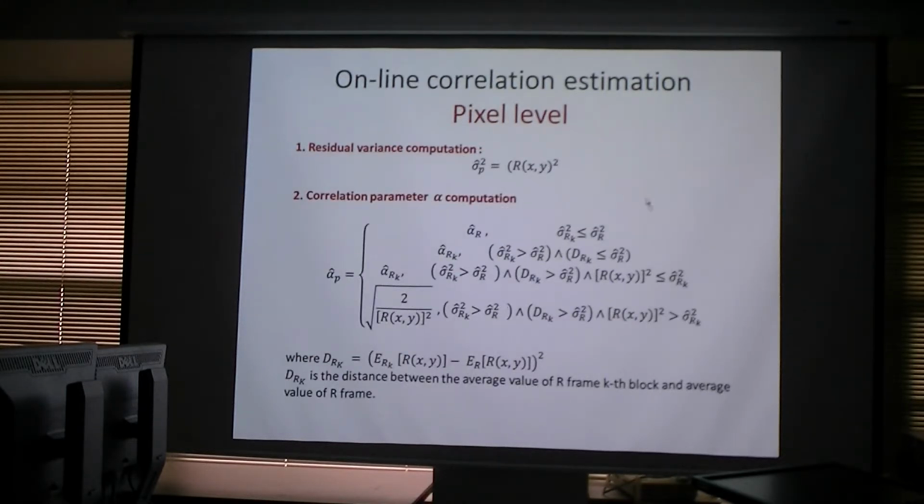Then for the pixel level, the variance of the pixel is now equal to the square of each pixel in the residue frames.